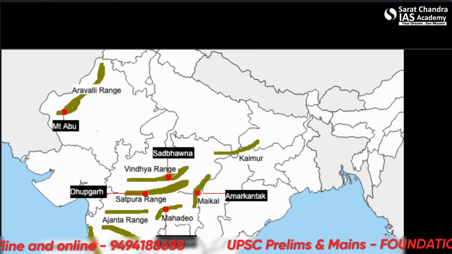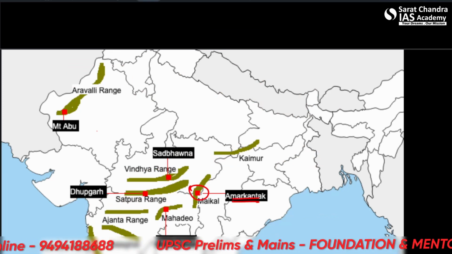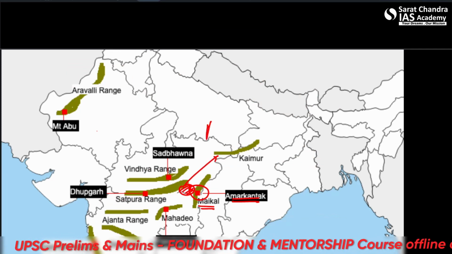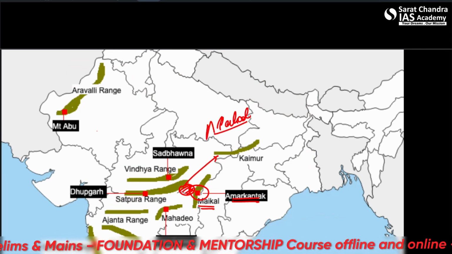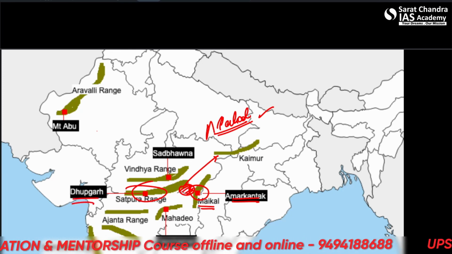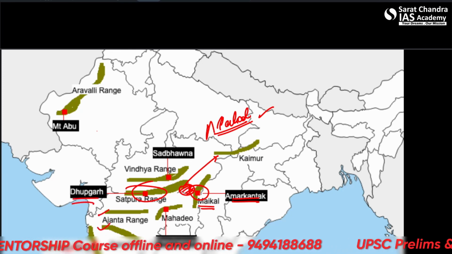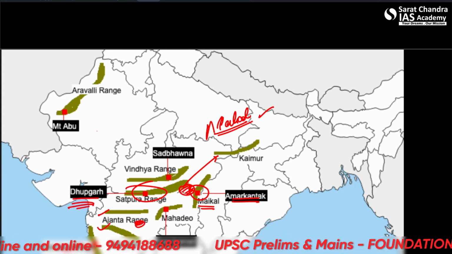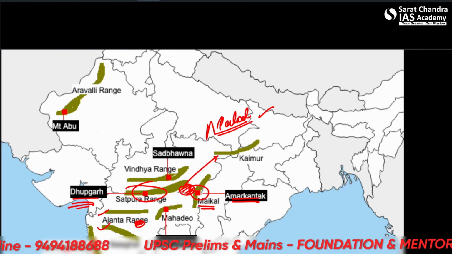The other things we can see in this map are Amarkantak here, along with the Mekal Hills and the Mahadev mountain. This is the Satpura range and this is Dhupgarh. Ajanta, Balaghat, Harishchandra and Satamala we have already seen. This is Dodhap. These are not very important. So let's just focus on the main ranges.